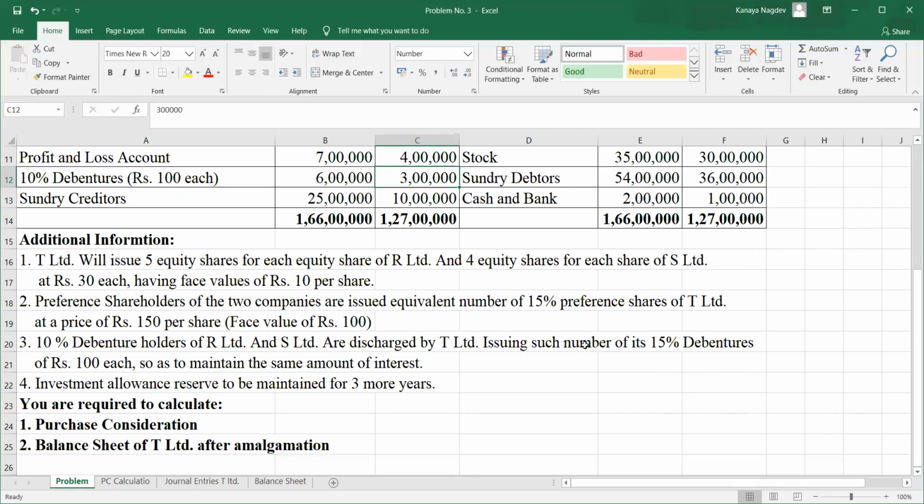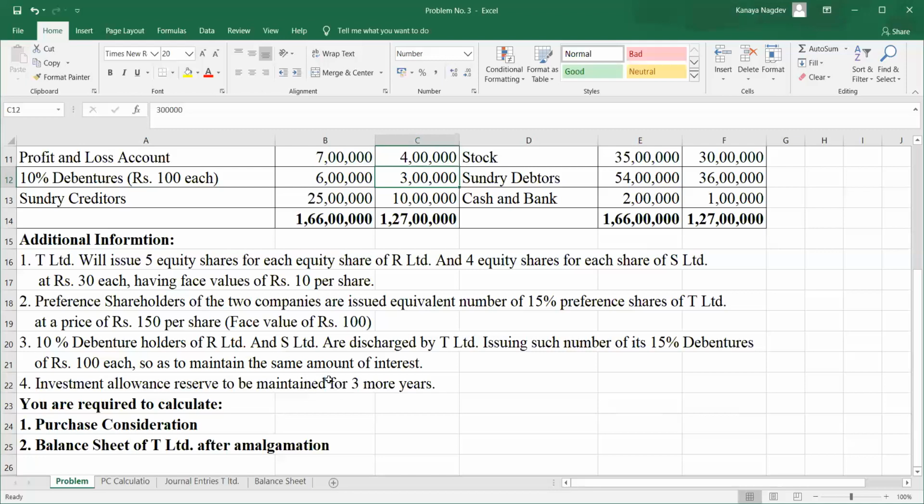That is, the taken over amount of debentures will be such that after taking over those debentures, the interest which they were paying earlier will remain the same. So here we have to see the revalued amount of debentures. Fourth adjustment was related to investment allowance reserve, which is a statutory reserve, which is to be taken over by T Limited.